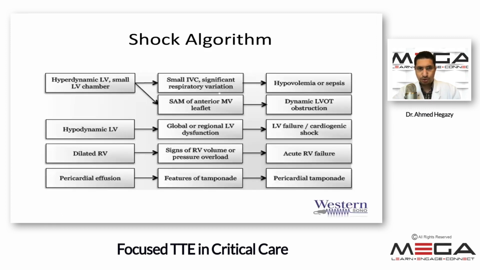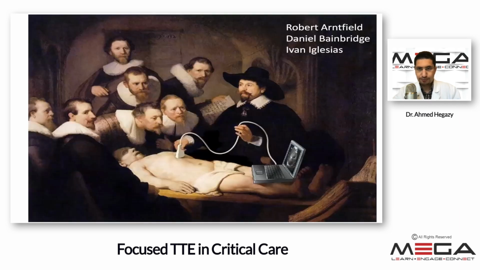Again, going back to our shock algorithm, are we dealing with a small hyperdynamic LV? Is it hypovolemia, sepsis? Is it dynamic LVOT obstruction? Are we dealing with a hypodynamic LV, in which case you're dealing with either global or regional LV dysfunction? You may be dealing with cardiogenic shock. Is it a dilated RV? Are there signs of RV volume or pressure overload? Is there a flattened septum? Is there a big IVC? Then you may be dealing with acute RV failure. If there's pericardial effusion, then you'd look for tamponade, and you may be able to diagnose a tamponade that way.